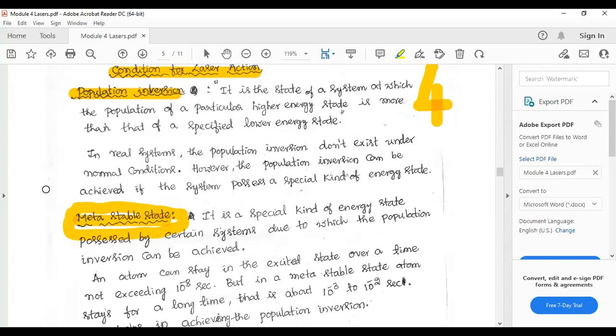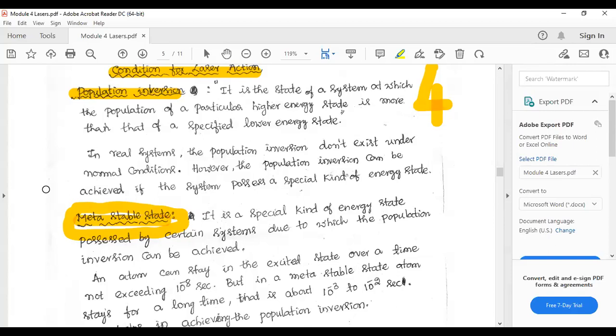In the last class, I said there are 2 types of excited states available. One is the ordinary excited state and the other one is the metastable excited state. An ordinary excited state has a lifetime of the order of nanoseconds, and atoms excited to it come back to the ground state very quickly, so that we cannot perform stimulated emission.